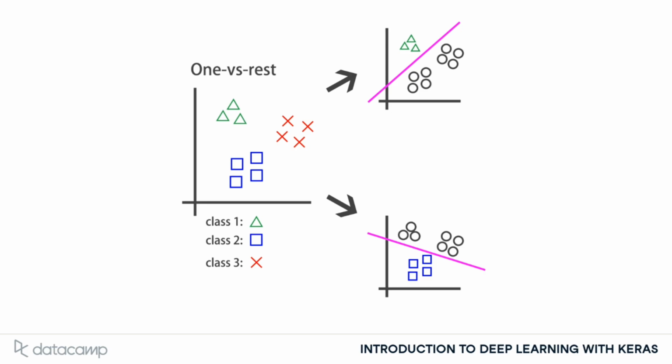If we were to use a classical machine learning approach to solve multi-label problems, we would need more complex methods. One way to do so consists of training several classifiers to distinguish each particular class from the rest. This is called one versus rest classification.